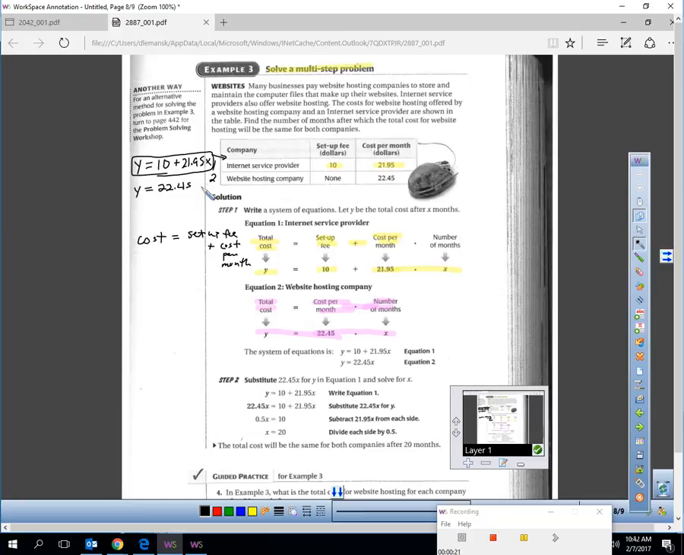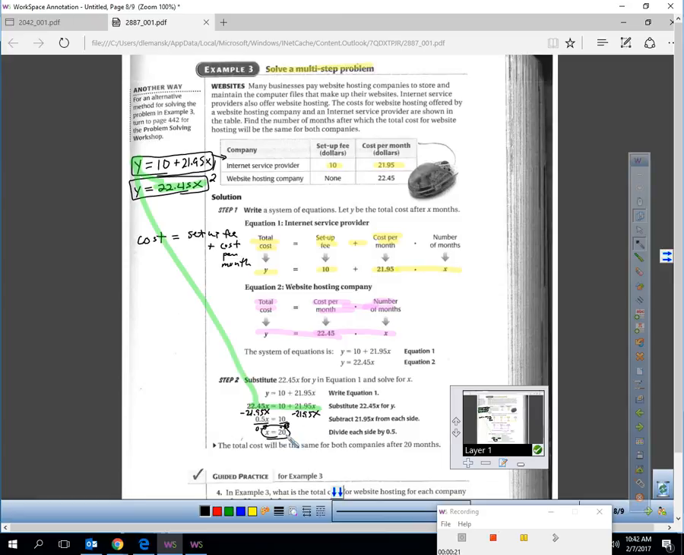This is perfectly set up for substitution. I already have a variable isolated. All I have to do is take a highlighter here. If I just take 22.45X and I substitute it in here for Y, which you see they're doing right here, all I have to do is get all my variables on one side now, so take away 21.95X, and that gives me 0.5X equals 10. I can divide by 0.5. I just found out X is 20.